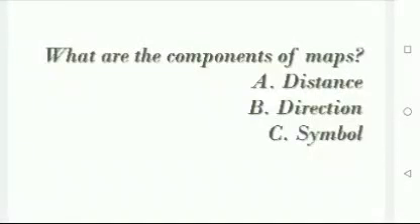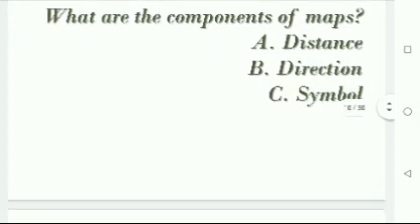Let's discuss what the components of a map are. Components are essential for a map because without them you cannot differentiate between a drawing and an informative map. According to your book, we have three components to discuss in detail: distance, direction and symbol.